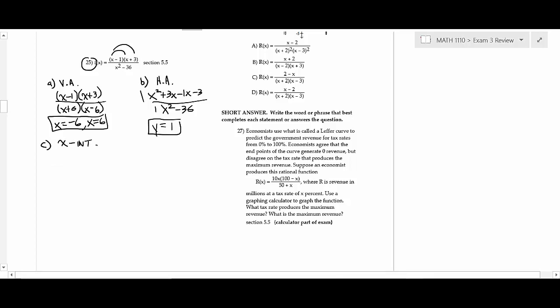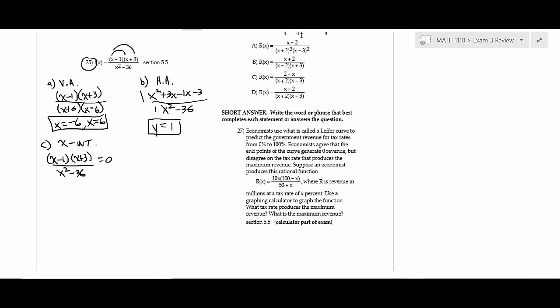When you do an x-intercept, you set y equals 0. So you would just solve the equation x minus 1 times x plus 3 over x squared minus 36 equals 0. That's an equation that has a fraction in it. So what do you do if the equation has a fraction in it? Get rid of it. So you'd want to multiply by this on both sides.